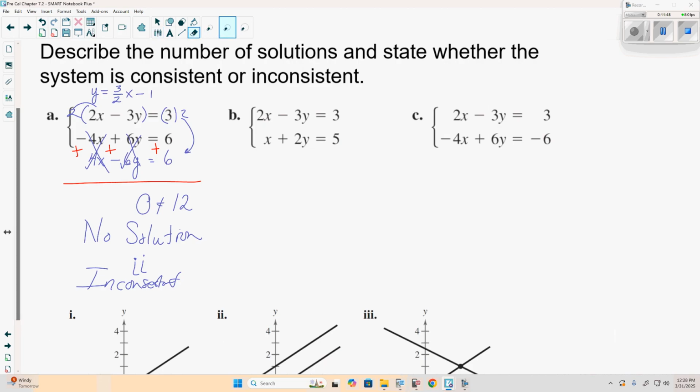That should be an E. Inconsistent. Questions on how we solved A and matched it up?